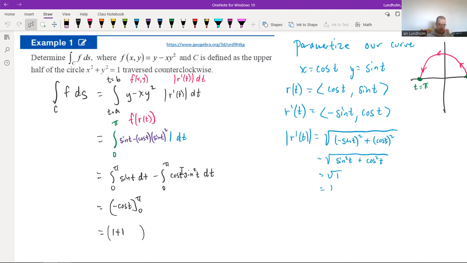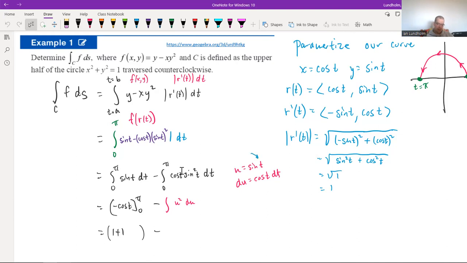But we never did this part. On this one, I think we can use a u substitution. U equals sine t, du equals cosine t dt. And then, yeah, we can throw that back in. We've got the integral of u squared du.